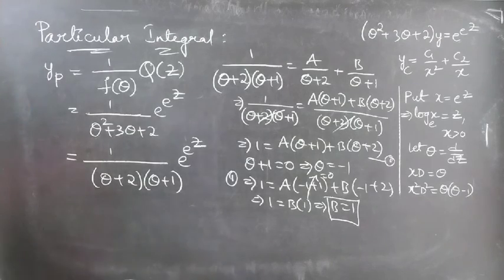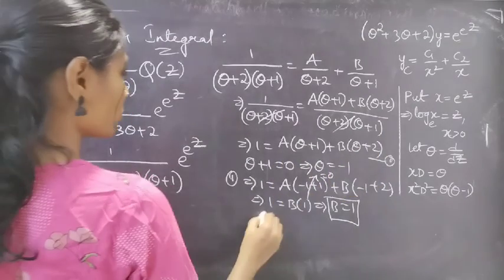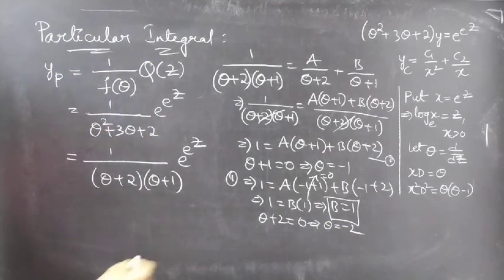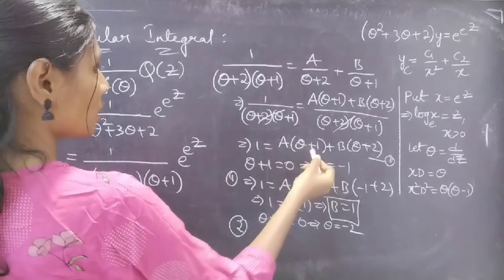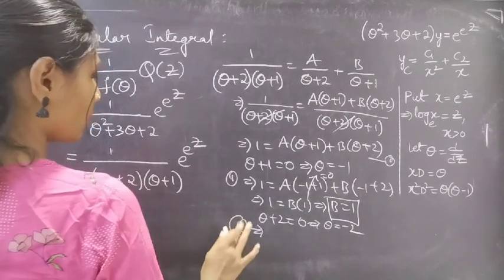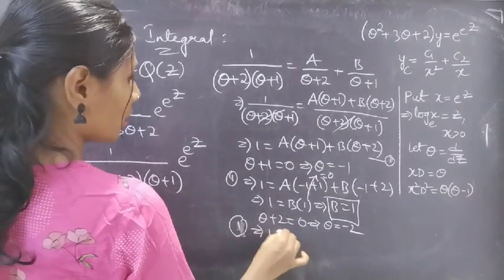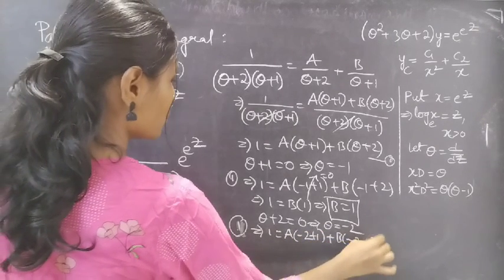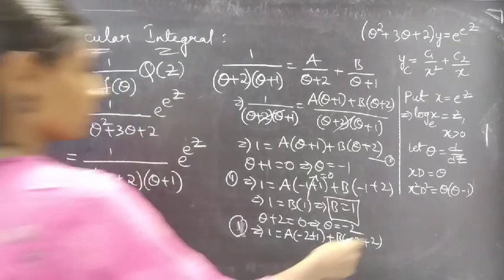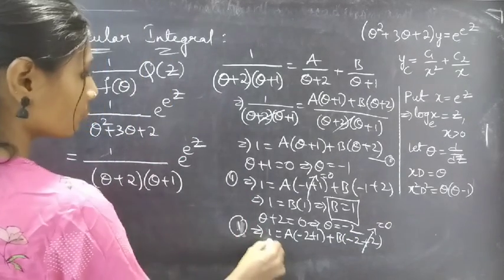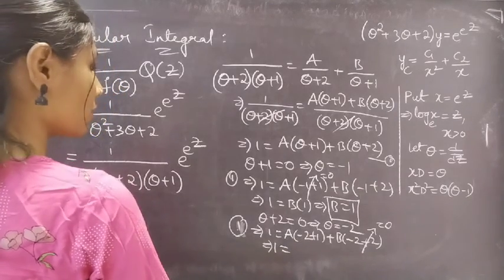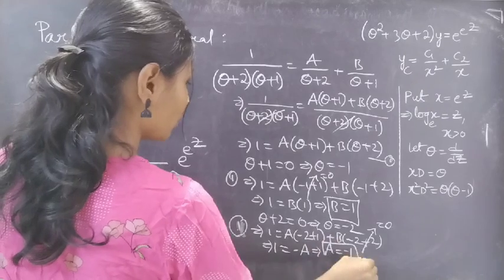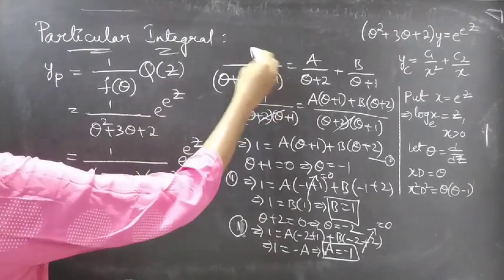Now let's find the value of a. Now put theta plus 2 equals 0. Then we'll get theta equals minus 2, right? Now replace theta equals minus 2 in equation 1. Then 1 equals a into minus 2 plus 1 plus b into minus 2 plus 2. Minus 2 plus 2 is 0, so the b term becomes 0. Then we'll get 1 equals, minus 2 plus 1 is minus 1, minus 1 into a is minus a. Then a equals minus 1, right?